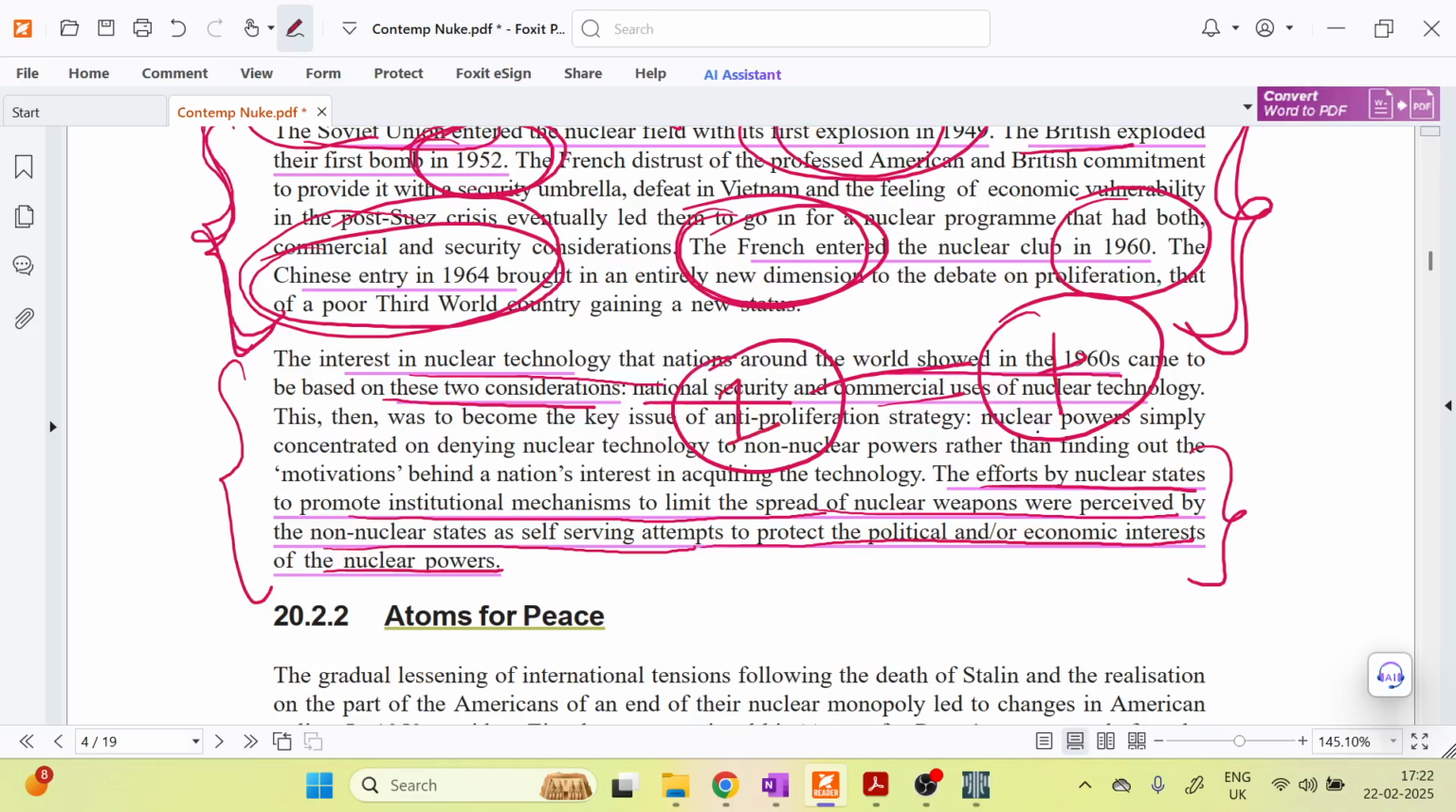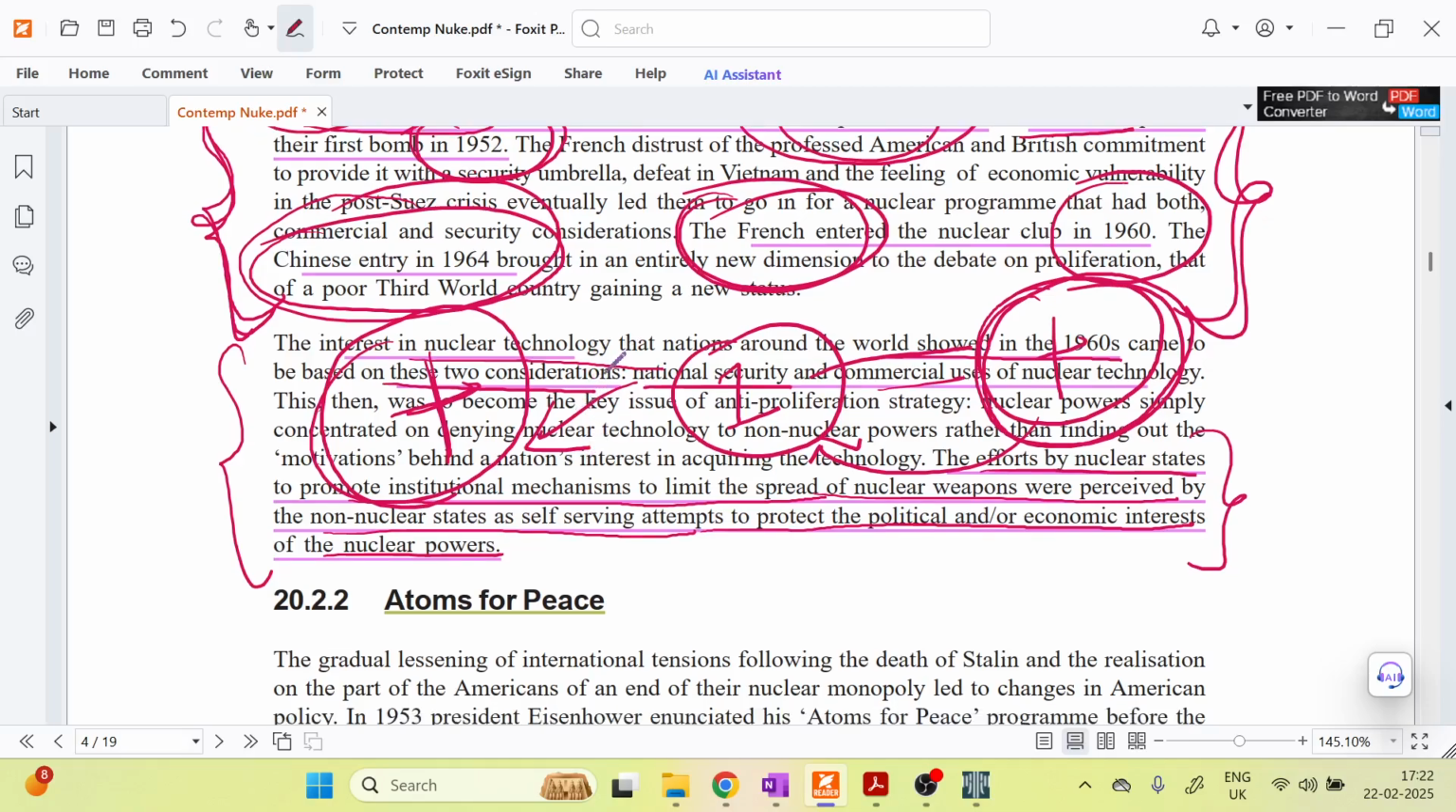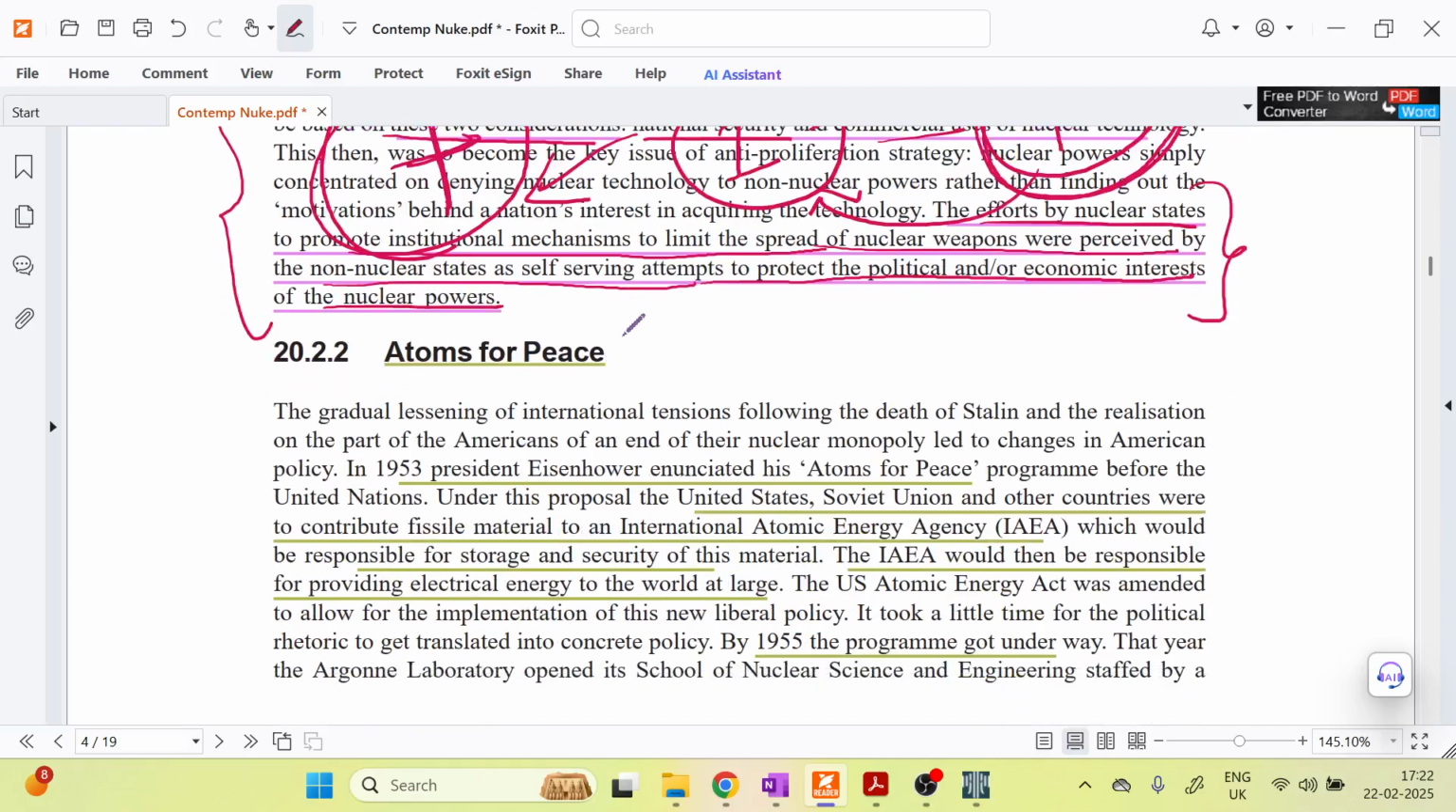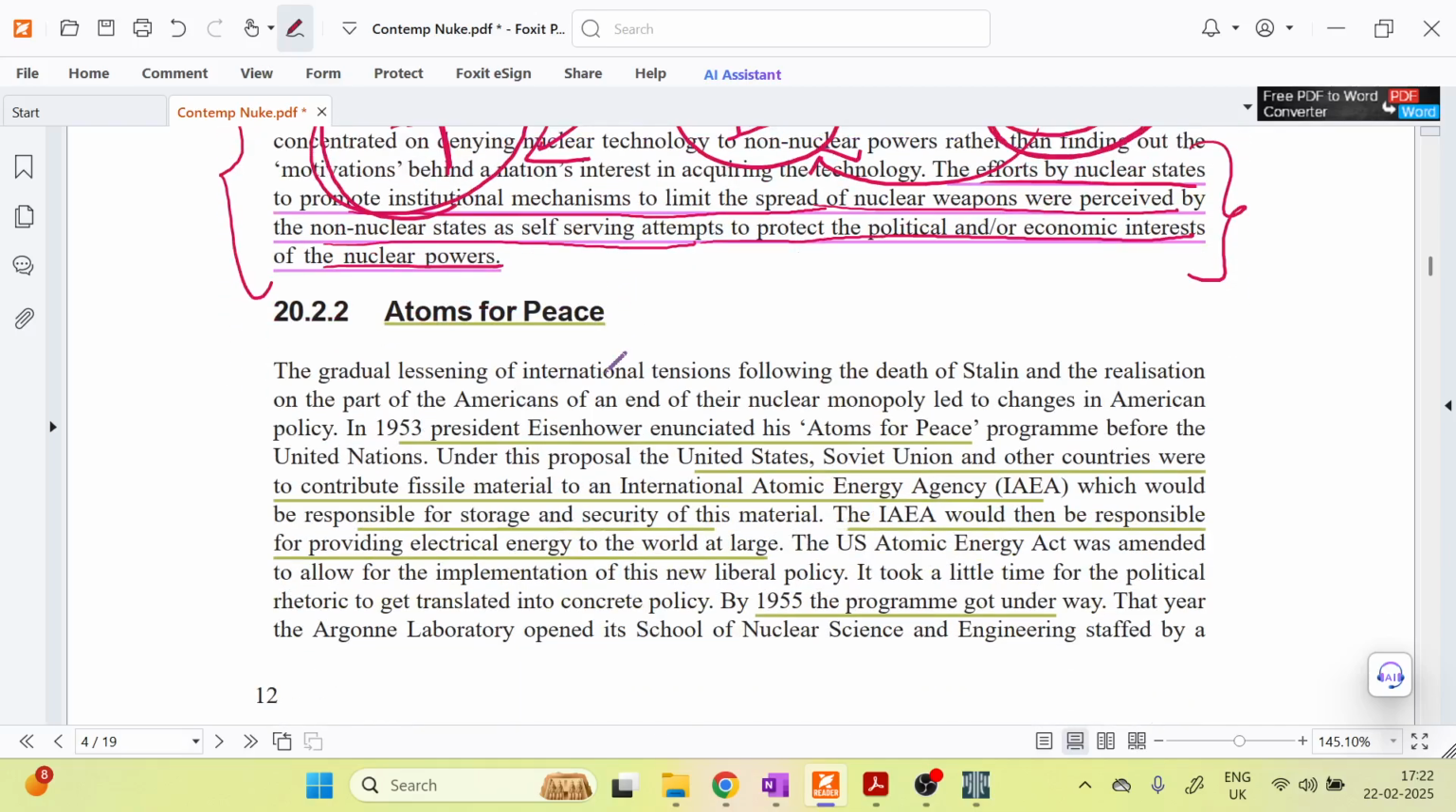And this thing again, in the same whirlpool, was seen with suspicion. All the non-nuclear states perceived this as an attempt by the nuclear powers to dissuade all other countries from acquiring this technology. And this has some ramifications, some consequences which were seen later. India, Pakistan, Israel, Iran, and North Korea are such examples.